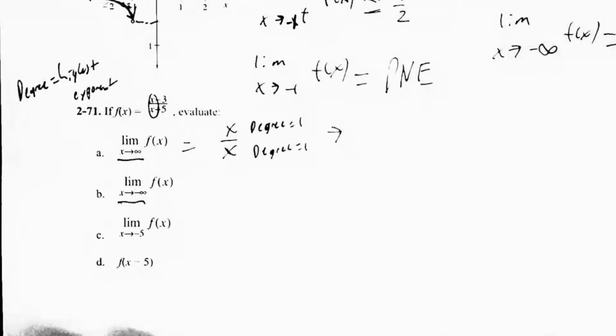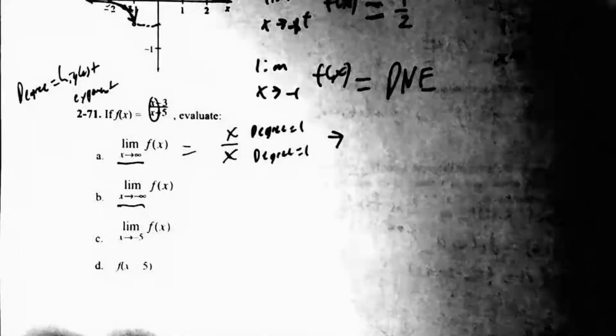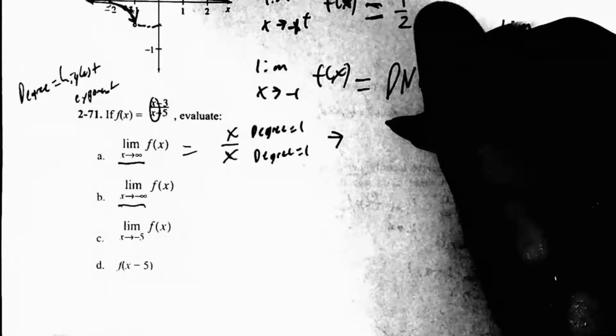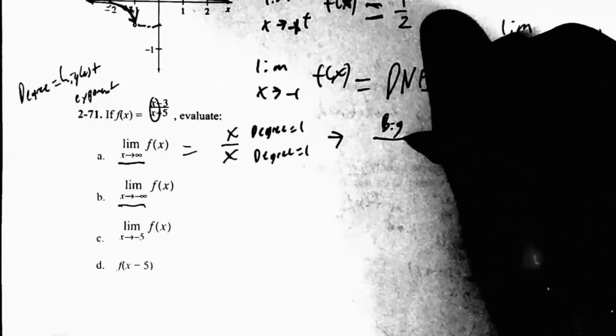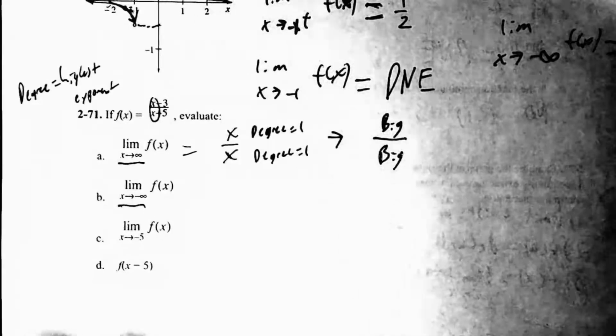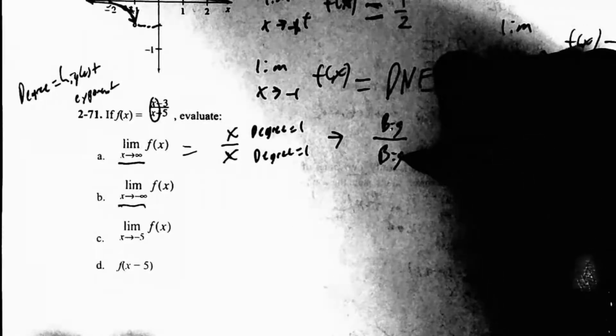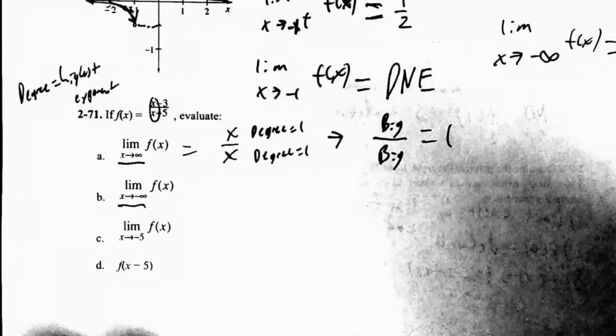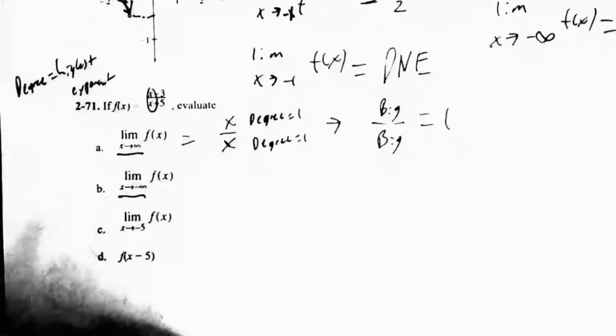Let me show you this in another way. You can imagine this as a really, really big number over a really, really big number. And when you have just a massive number over the same massive number, you get 1. You can think about it that way, and we'll go over some other examples of this next class.